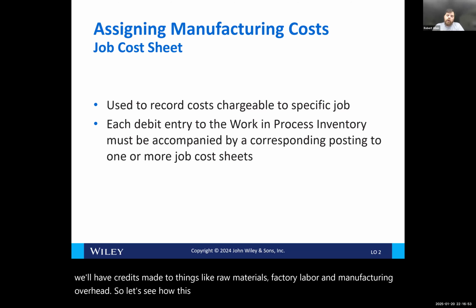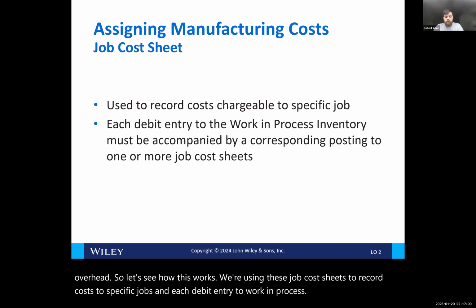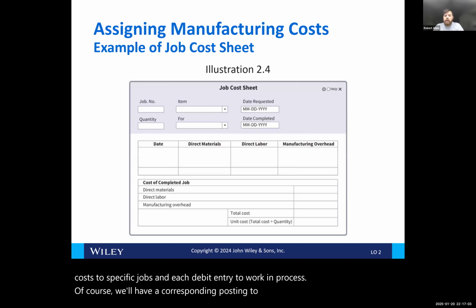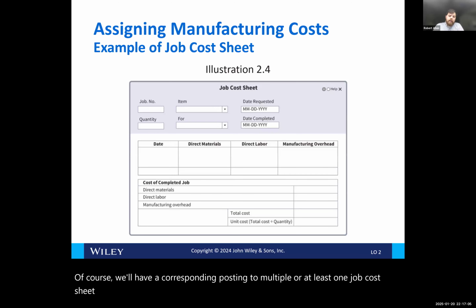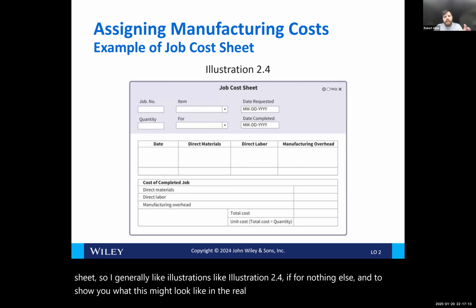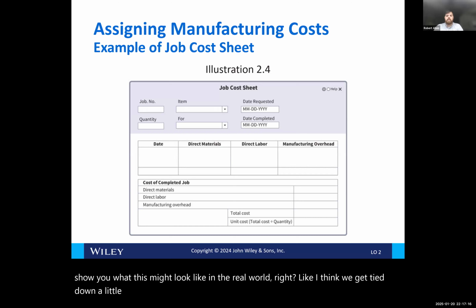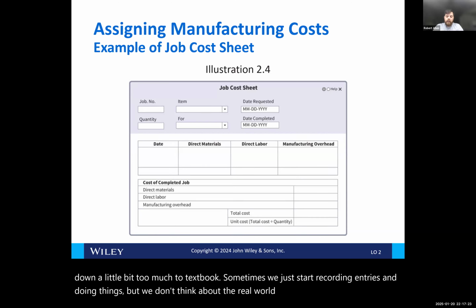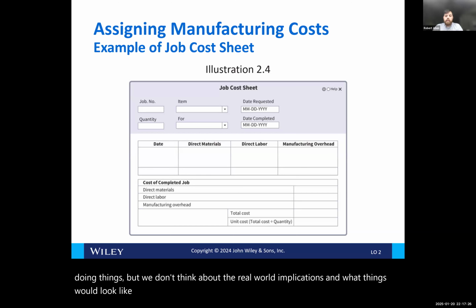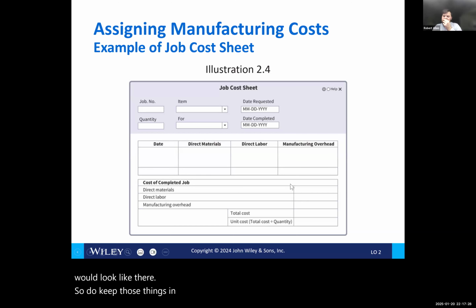We're using these job cost sheets to record costs to specific jobs, and each debit entry to work in process will have a corresponding posting to at least one job cost sheet. I generally like illustrations like illustration 2.4, if for nothing else than to show you what this might look like in the real world. I think we get tied down a little too much to textbooks sometimes. We just start recording entries, but we don't think about the real world implications and what things would look like there. So do keep those things in mind. Okay.